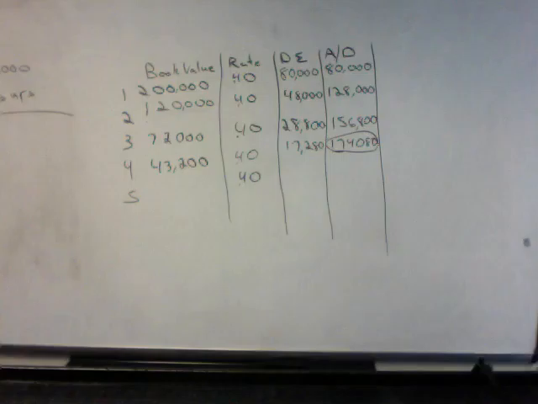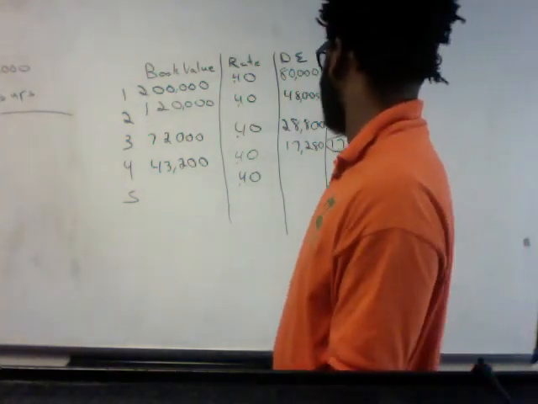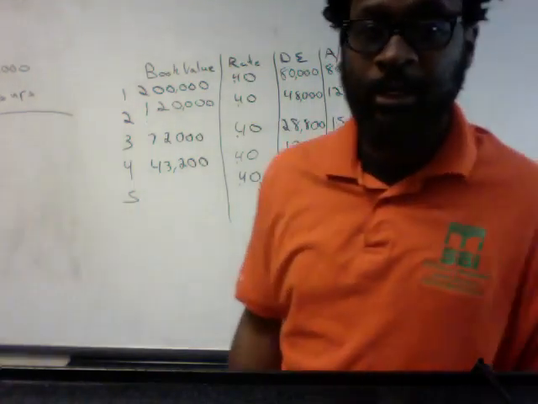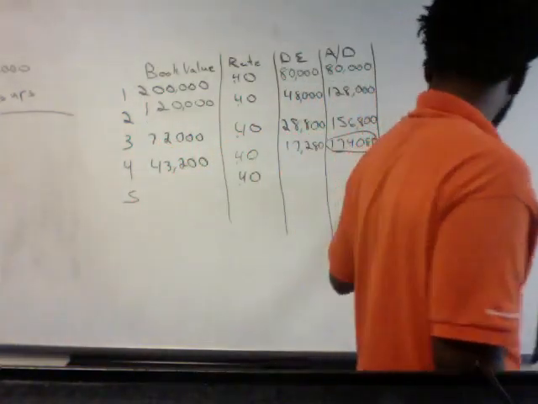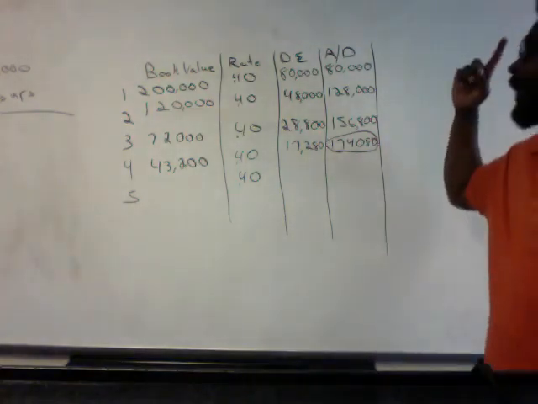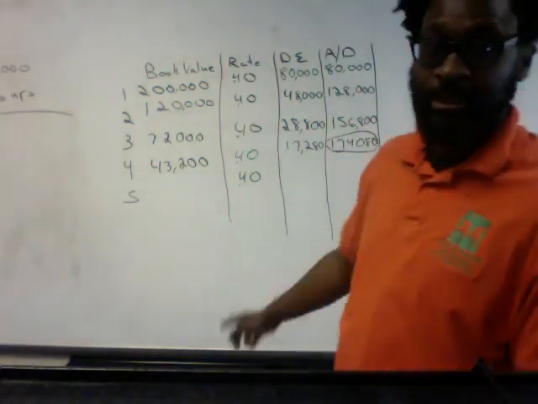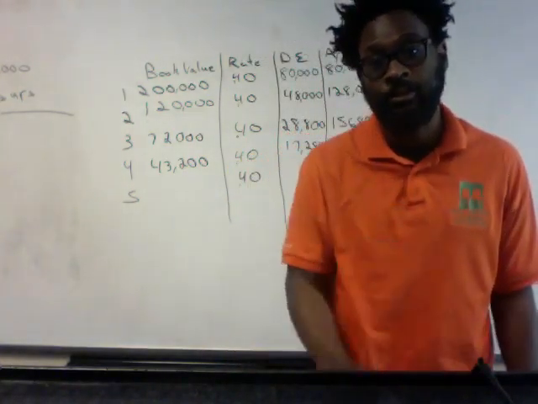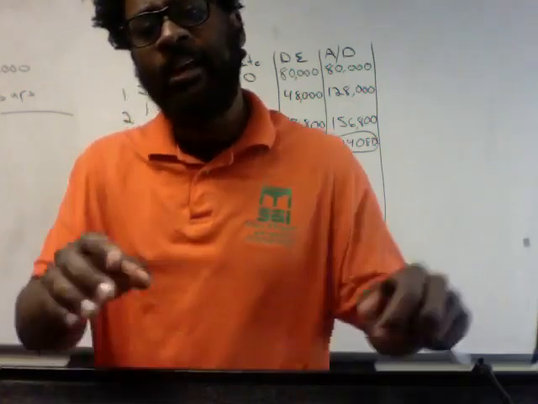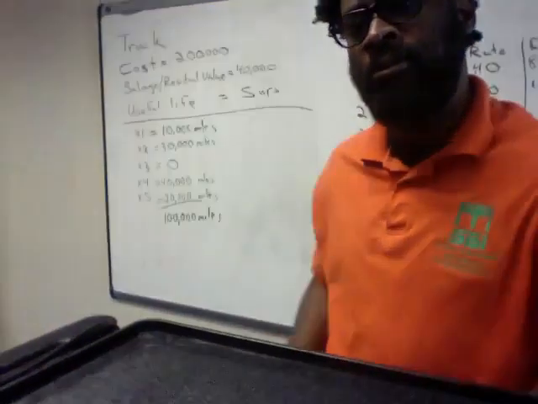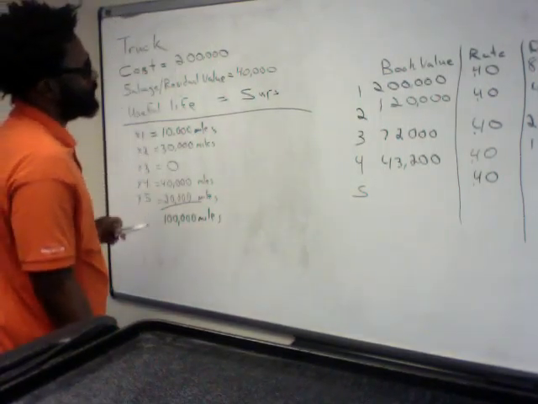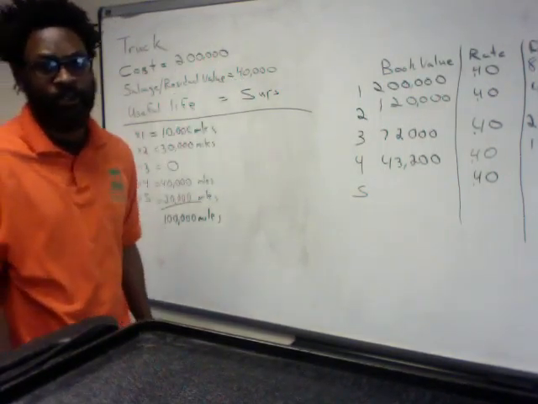This 174,080. Something is definitely wrong with that. What's wrong with that? Think about it. So basically what we're saying is at the end of year 4, we've depreciated this asset by $174,080. If you remember carefully, if you go back to our original input, we had a cost of $200,000 with a residual value of $40,000.